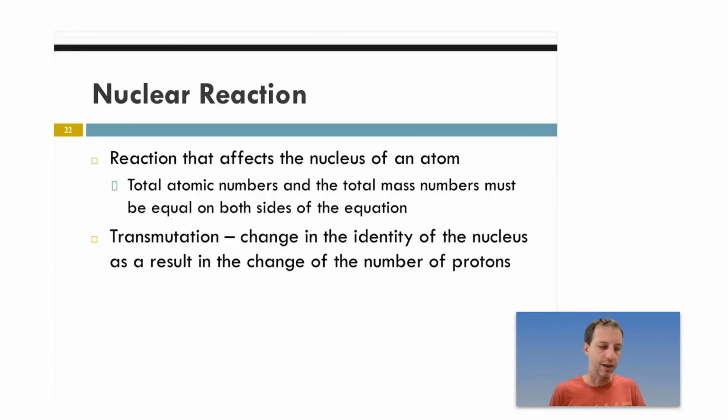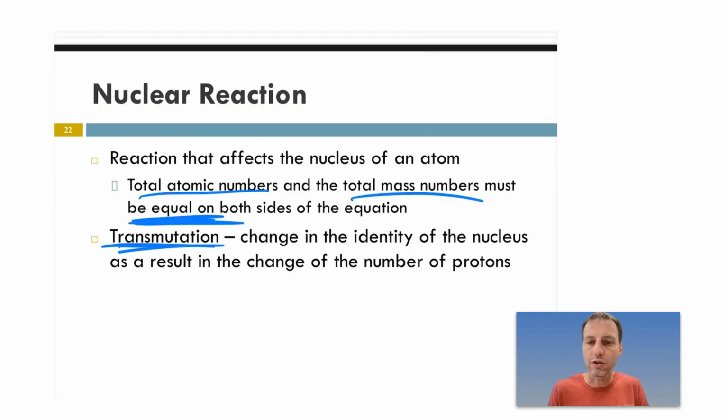of the atom. And so we have a vocab term here, transmutation, that refers to how one element can change to another element. If you add or subtract protons from that element, then it becomes a new element. We also have this key point here that we're going to see later about nuclear reactions, and it's that the total atomic numbers and the total mass numbers will need to be equal on both sides of the equation.